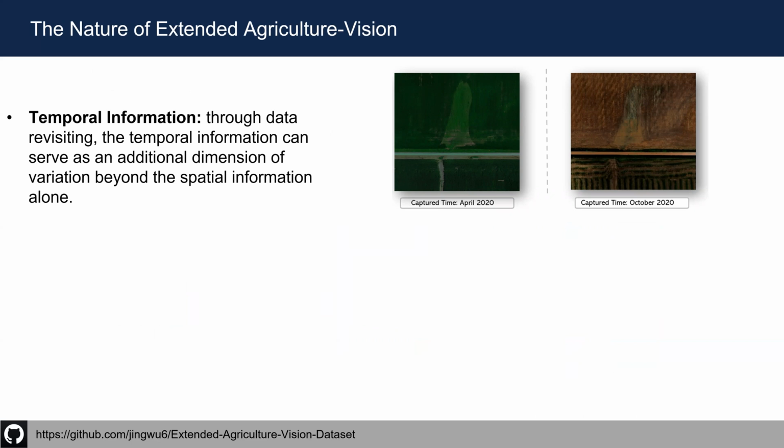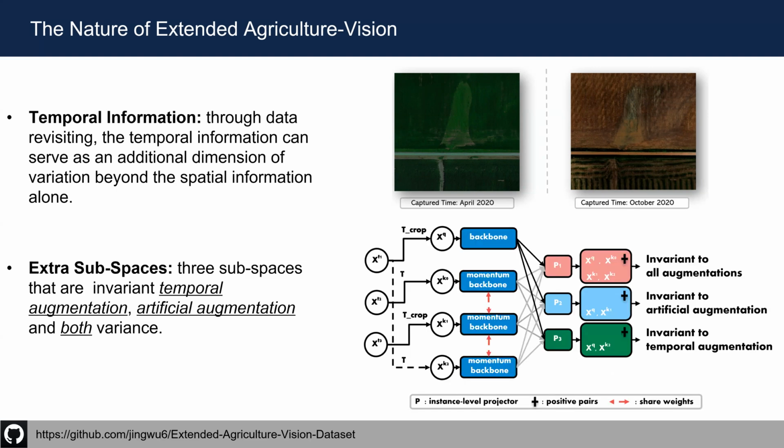On the right-hand side, we demonstrate the same field but captured at different times. With exactly the same semantic meanings, we still see differences between them as they are captured at different time frames. If we use such differences in the contrastive learning module, we can definitely provide more semantic information to the models. Through the data, we see that temporal information can serve as an additional dimension of variation beyond the spatial information. Therefore, we design additional 3 subspaces in contrastive learning modules, which are invariant to temporal augmentations, artificial augmentations, or both of those 2 variations. We hope such multi-head structures can further boost the performance of contrastive learning in those downstream tasks.